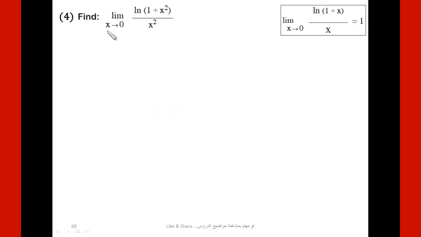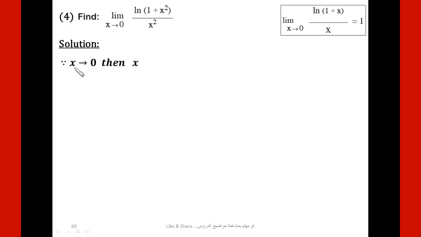4. Find the limit ln 1 plus x square over x square when x tends to 0. Again, back to the rule. Here we have x. If you have here any other symbol, a, the result equals 1. If you have x square, the result also equals 1. So to solve this limit, we must convert it or put it in the form of the rule.